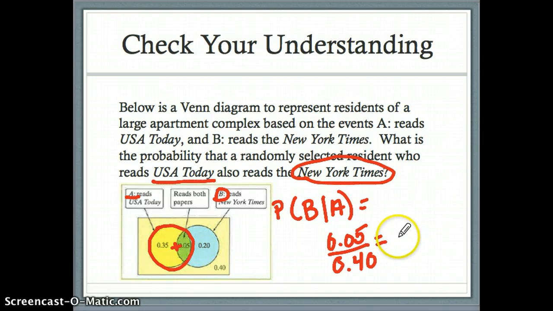I guess we could plug this into your calculator real quick, and it's 0.125. And that's it.